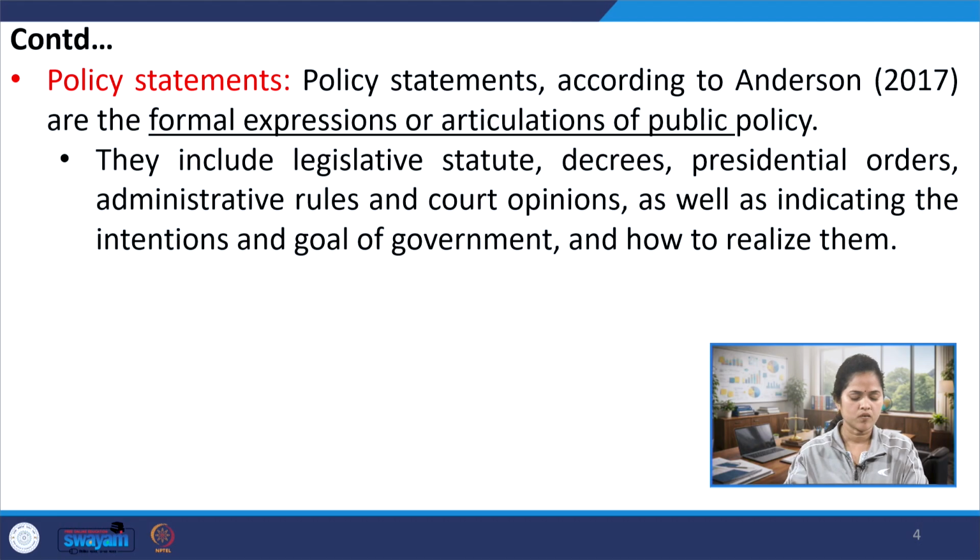The other aspect that also forms the scope of public policy is policy statements. Once we understood what is policy demand, and from policy demand we discussed policy decisions, how decisions are taken based on the policy demand, now we need to understand what policy statements are. We can take the definition given by J. Anderson. Policy statements are nothing but formal expressions or formal articulation of the policy decisions. When the decisions are expressed formally, these formal aspects of the policy decisions may include legislative statutes, decrees or orders, administrative rules, or sometimes court opinions. And all these policy statements indicate the intention and the goal of the government and how to achieve those goals as well.